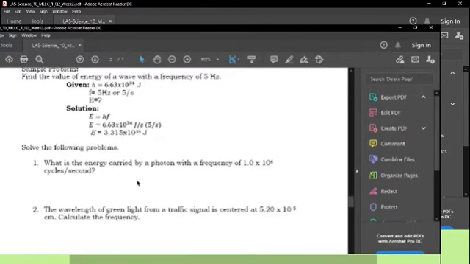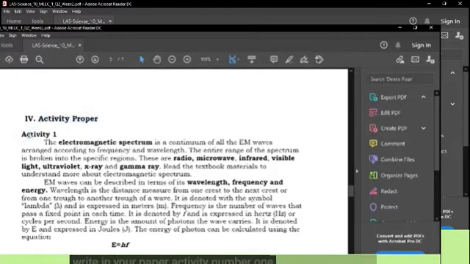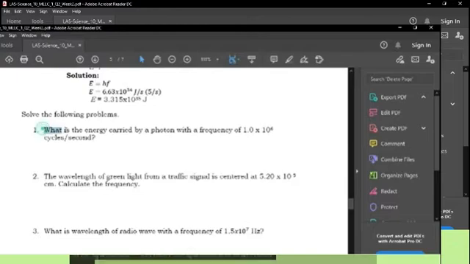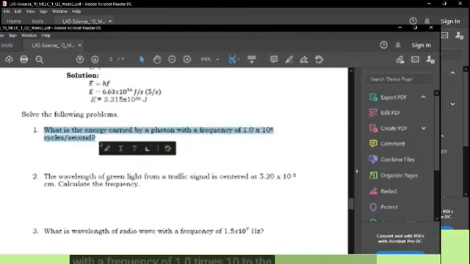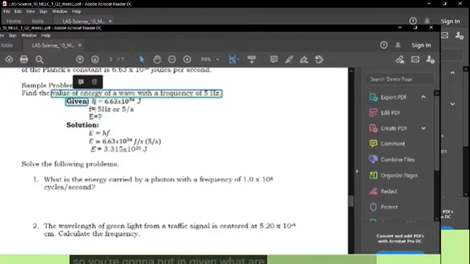Now for your practice, you're going to solve the following problems. So you're going to write in your paper activity number 1, and then below that you're going to copy the question, which is question number 1. What is the energy carried by a photon with a frequency of 1.0 times 10 to the 6 cycles per second? So you're going to show exactly the same as what you have seen here. So you're going to put in the given. What are the given? You're going to write it below, and then you're going to show the solution.